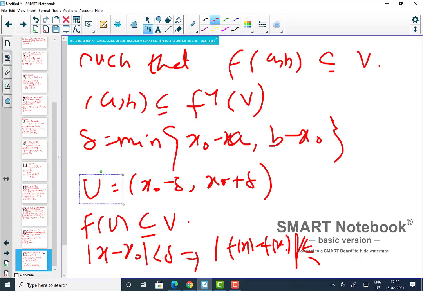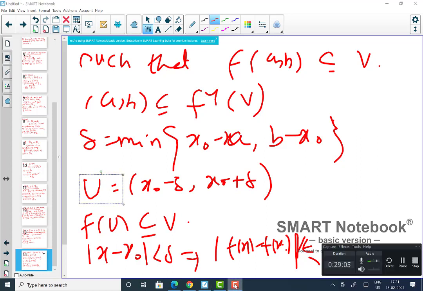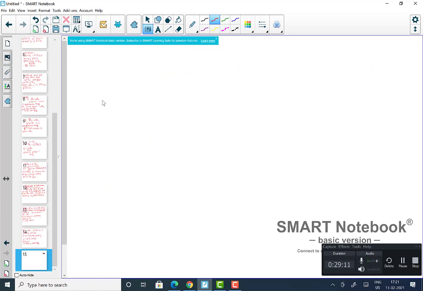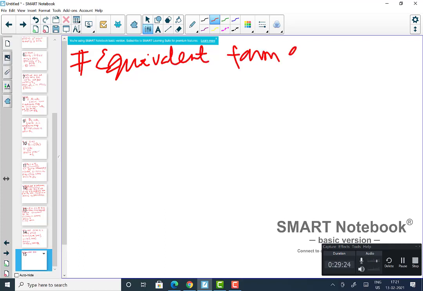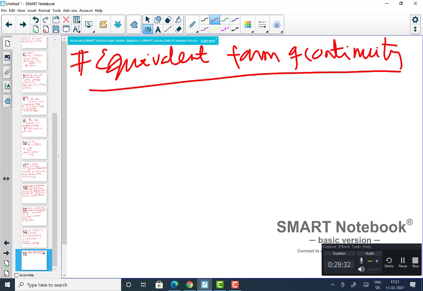There are many other equivalent forms, and maybe I will tell you some equivalent form and some property of continuous functions. So let me discuss some of the other equivalent forms of continuity. Okay, clear? So let me just assume that these are two topological spaces.